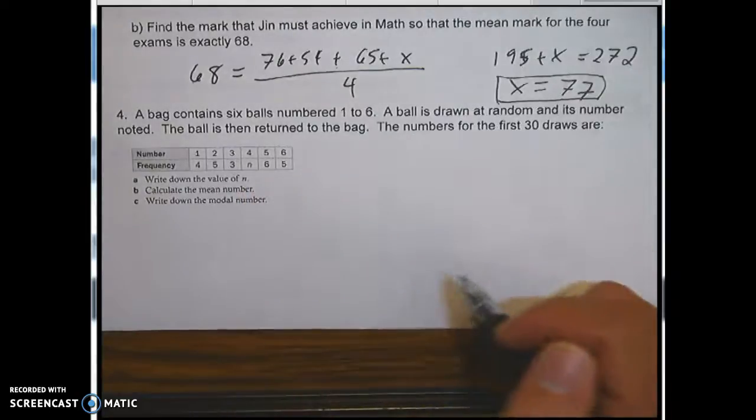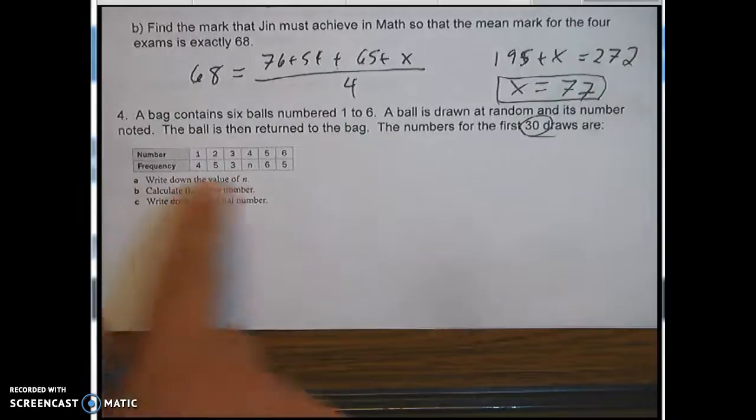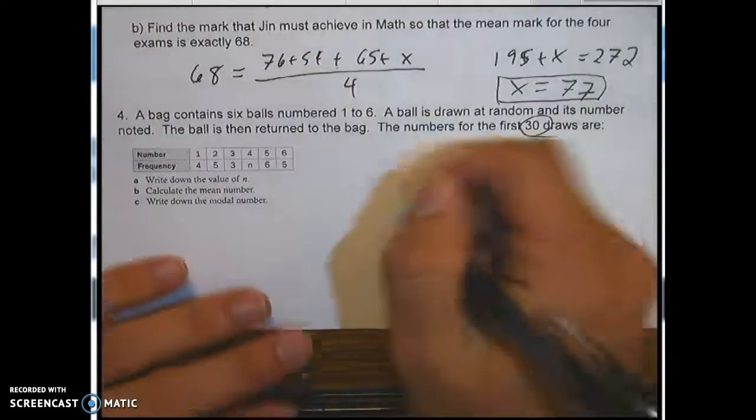Well, they told us that there are 30 draws, so I just need to subtract all these frequencies from 30. 30 minus 4, minus 5, minus 3, minus 6, minus 5, n equals 7.